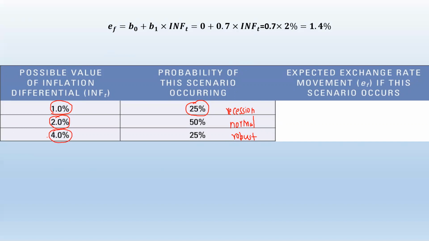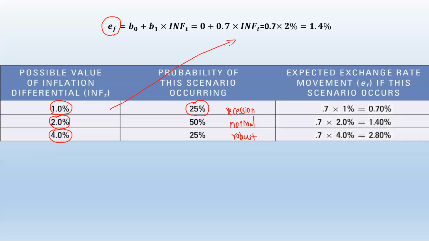And then we can find out the expected British pound percentage change under each scenario. So under the first scenario, when the economy is in recession, the possible inflation is 1%. So we plug this 1% into here. We found that the expected exchange rate movement is 0 plus 0.7 times 1%, which is 0.7%.